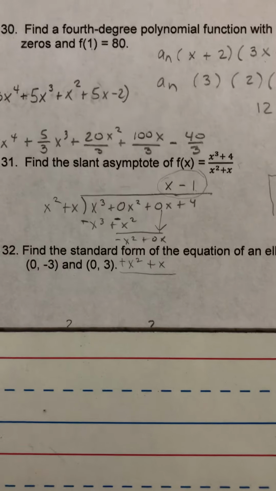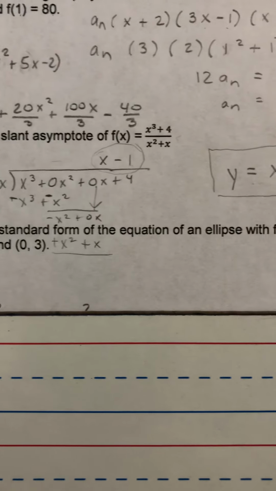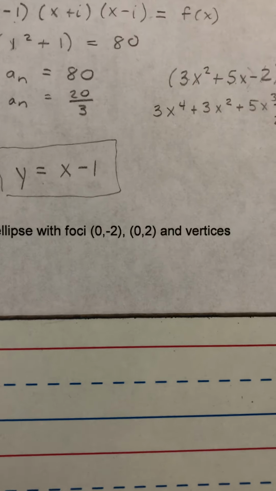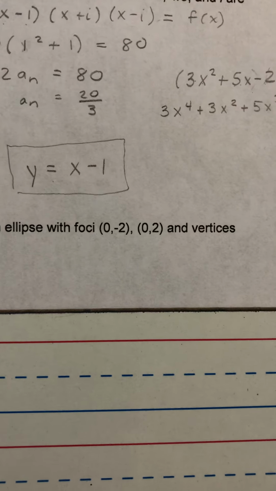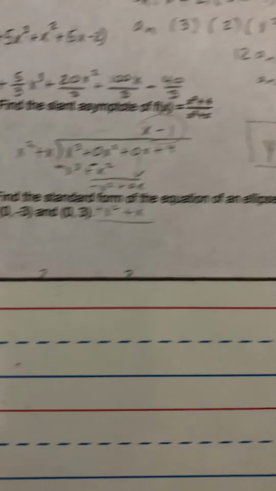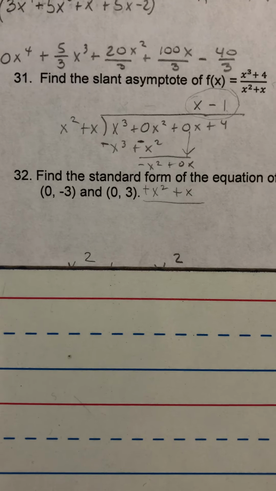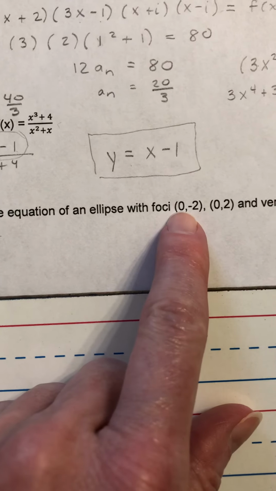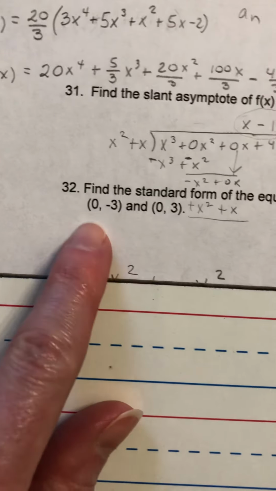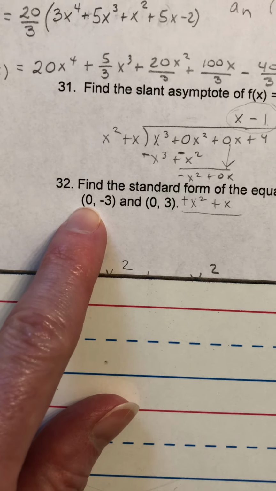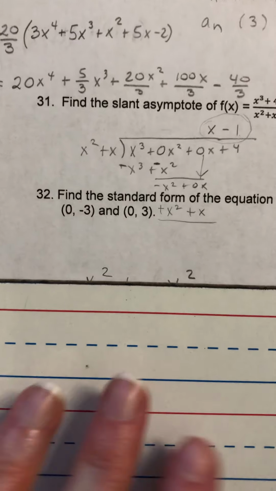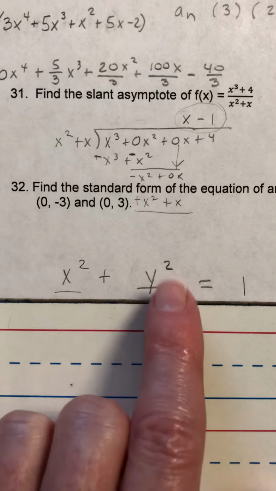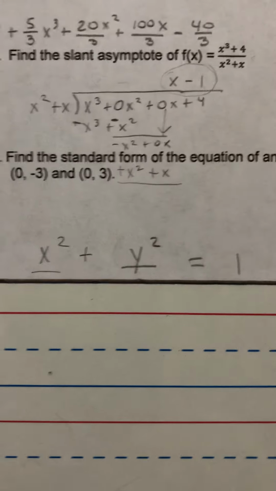And the last problem, find the standard form of the equation of an ellipse if the foci are at (0, -2) and (0, 2), and the vertices are at (0, -3) and (0, 3). So because I've got 0 for the x coordinate here, that means my major axis is going to be the vertical axis. So I should expect a bigger number to be under y squared.